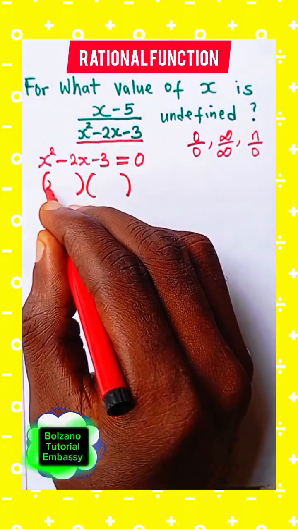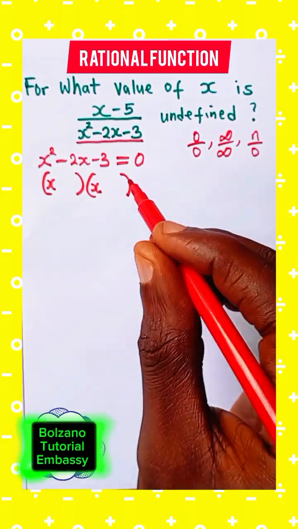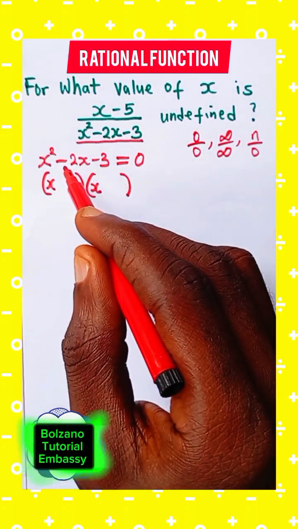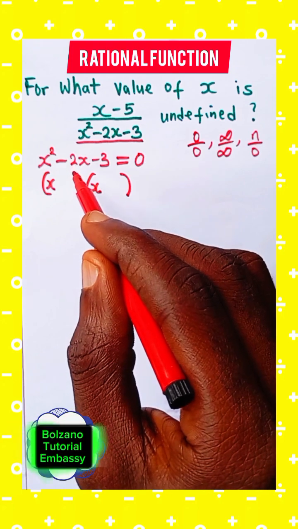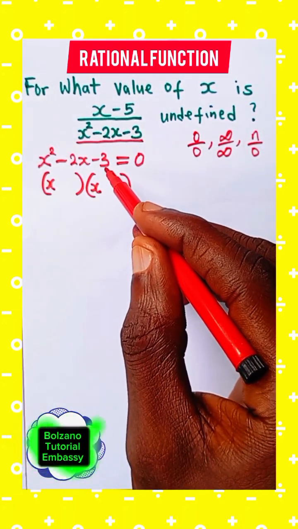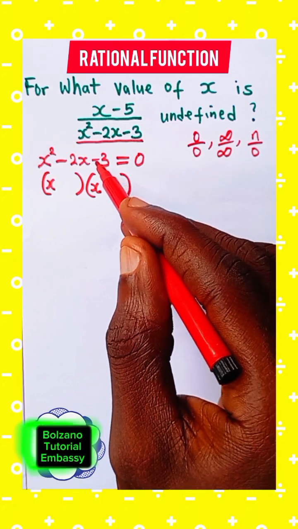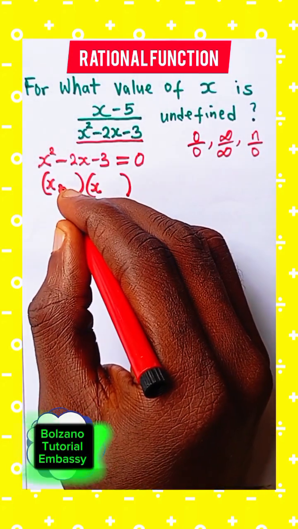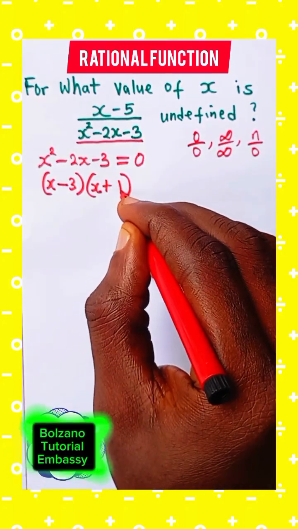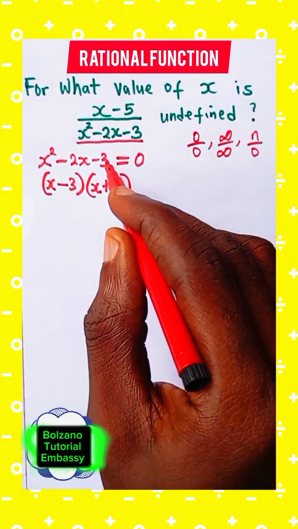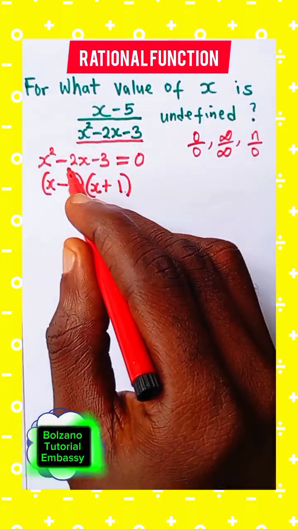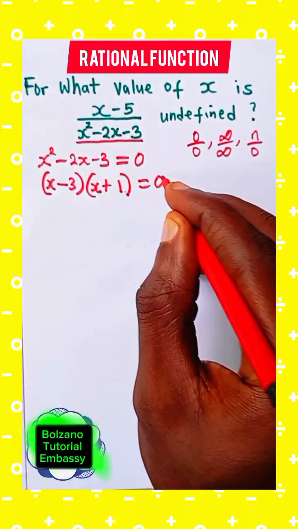Then for the x squared, we keep one of the x here and the other one here. We need two values that will multiply to give us minus 3, and when we add them up, we get minus 2. So let's consider the two values. One must be positive and the other one negative. Since this is a negative, suppose we have minus 3 and plus 1, because 3 times 1 is 3. So minus 3 times plus 1 is minus 3. If you add them up, you get minus 2. So everything is equal to 0.